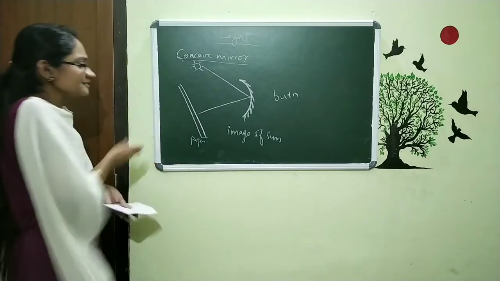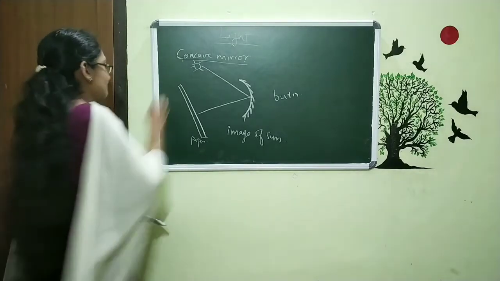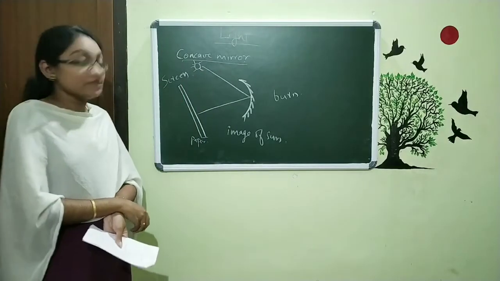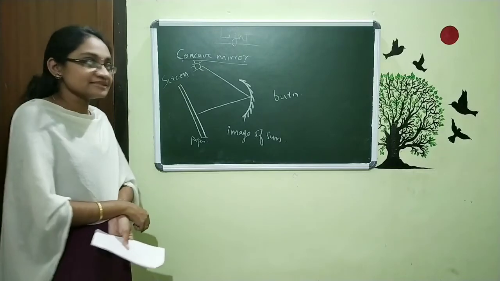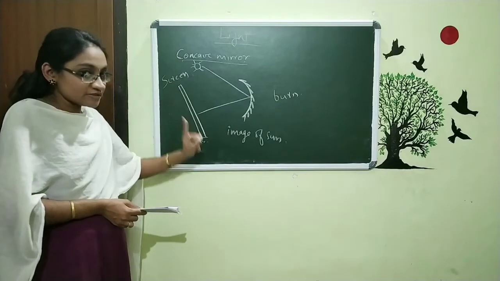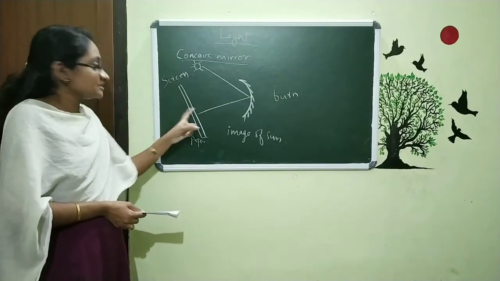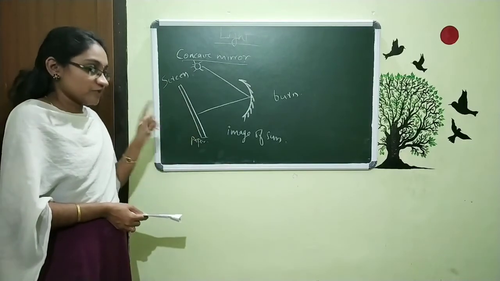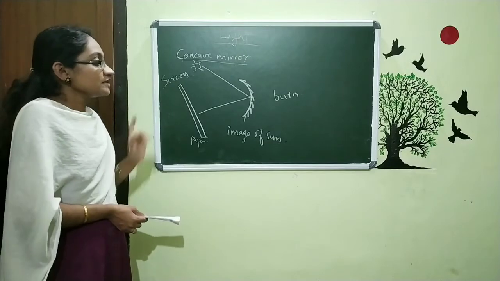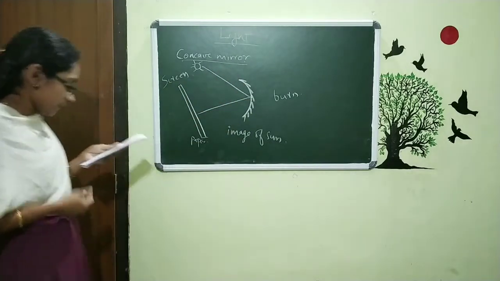And what is this paper here? This paper is a screen. So simply we can say that for the concave mirror, it is possible to focus the image on a screen. That means this is not like our plain mirror. We can focus the image on a screen. So that is about this concave mirror. I think it's clear for you.